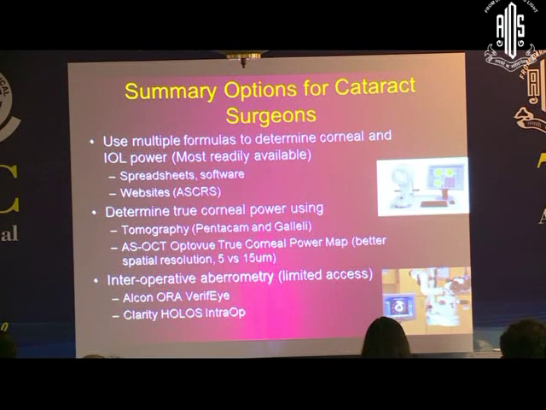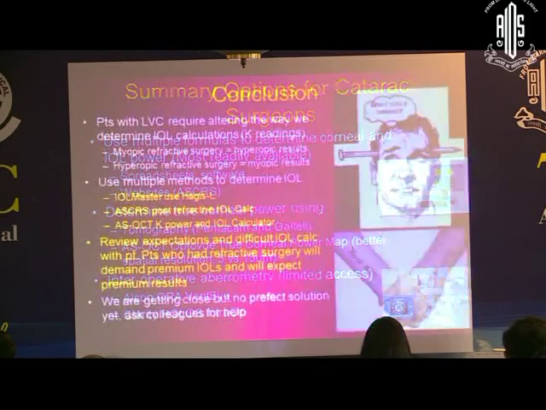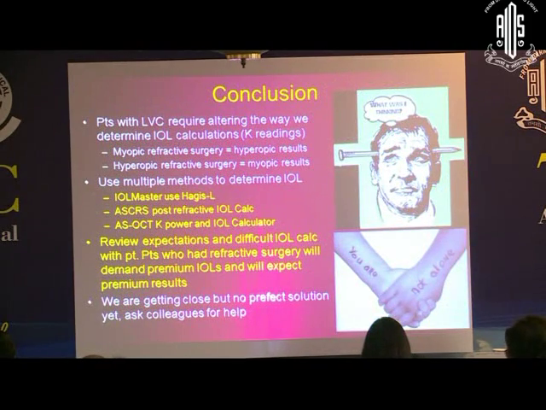And lastly, using intraoperative aberrometry, which obviously has probably the most limited access, such as the Alcon ORA with VerifEye or Clarity Holos Intraop. So patients who have had laser vision correction really alter the way we have to determine the IOL power, particularly the keratometric readings. We should use multiple methods to determine the correct IOL. You can use the Haigis-L and the IOLMaster, the online ASCRS IOL calculator, or the anterior segment OCT with the IOL calculator.